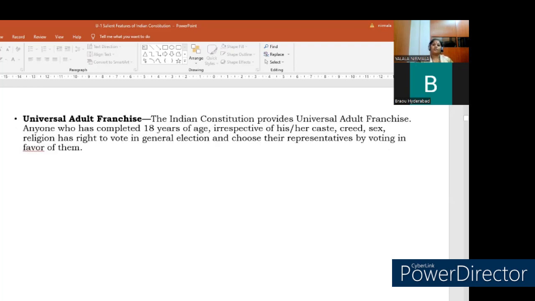Universal adult franchise. The Indian Constitution provides universal adult franchise. Anyone who has completed the age of 18 years, irrespective of his or her caste, creed, sex, religion, has the right to vote in general elections and choose their representatives by voting in favor of them.